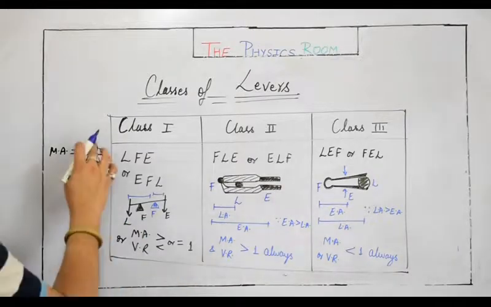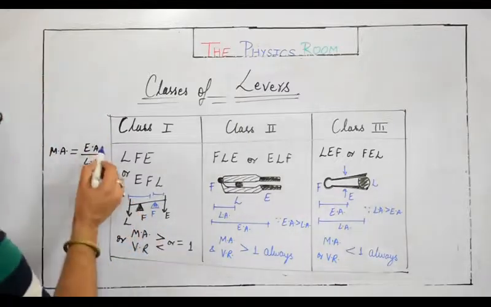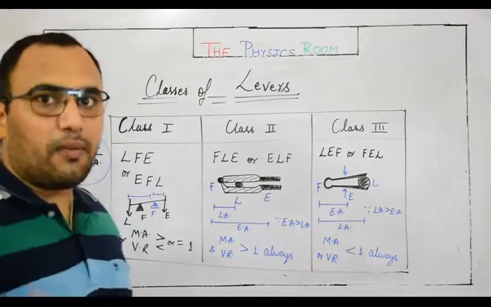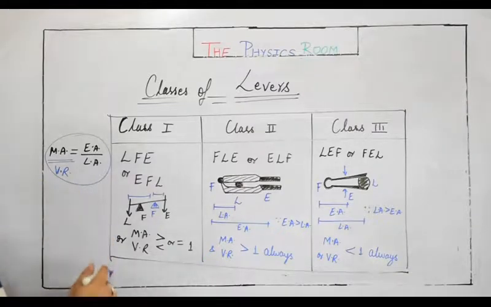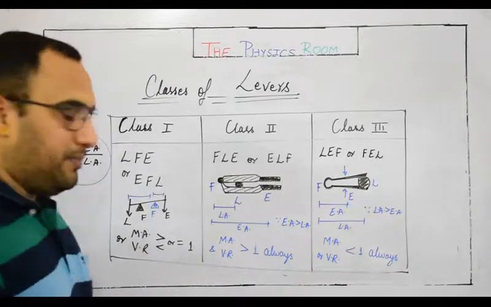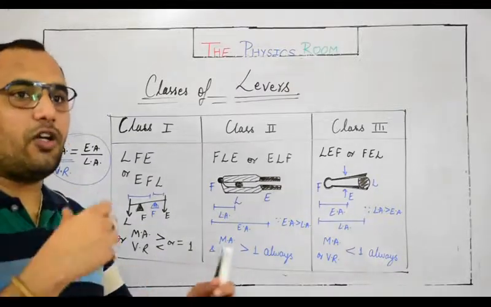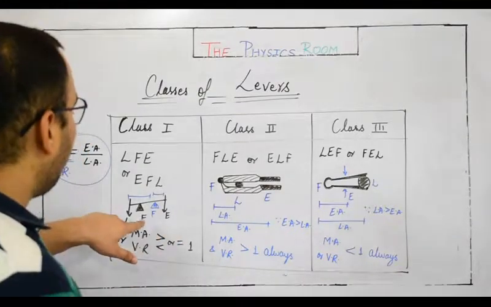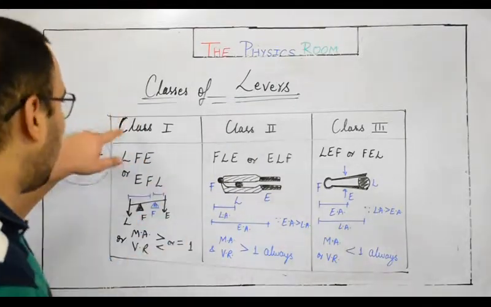So effort arm could be greater than load arm, or effort arm could be smaller than load arm. So the value of mechanical advantage as well as velocity ratio, as we are talking about a 100% efficient machine, could be greater than 1, lesser than 1, or equal to 1. Right? So in class first lever, it is not fixed that mechanical advantage or velocity ratio must be greater than 1 or less than 1. It could be any value, because we can shift the position of the fulcrum, or it is totally dependent on the device of class first.